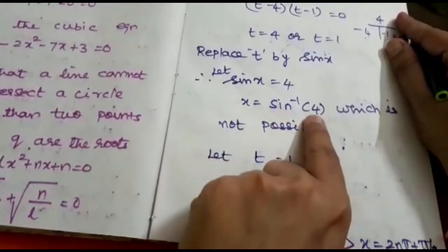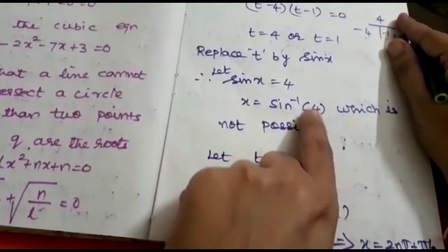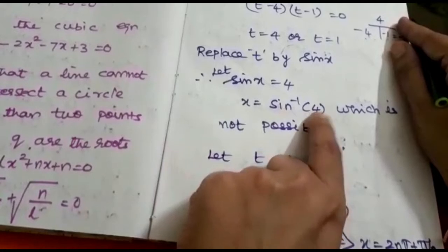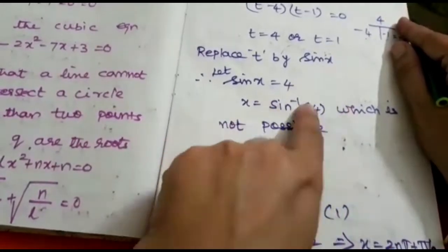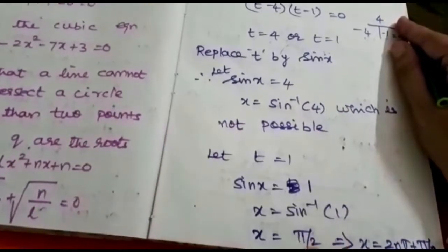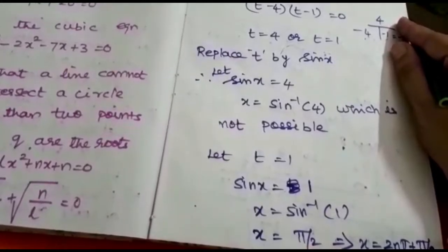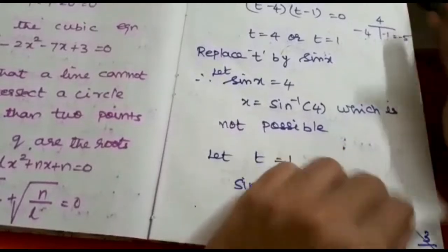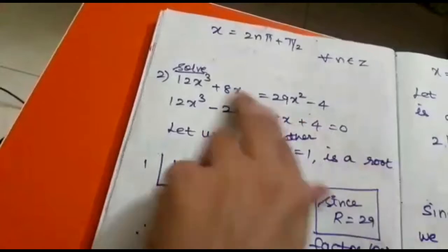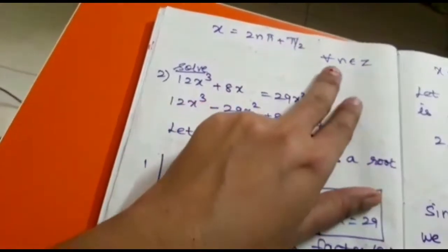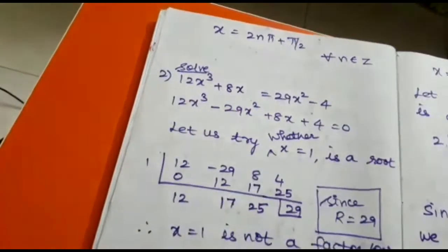Why is this not possible, I told? Because in sin inverse I will not get the answer as 4. Okay, so that only I told this is not possible. Here x is equal to 2n pi plus pi by 2, where n belongs to integers.